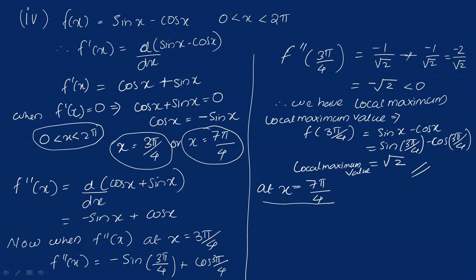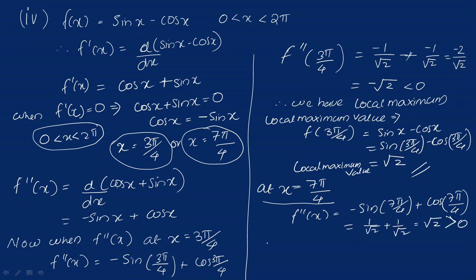Now at x equal to 7 pi by 4, we have f double dash of x, that is minus sin x plus cos x, right? Minus sin of 7 pi by 4 plus cos 7 pi by 4, that is minus of 1 by root 2 plus 1 by root 2. So we have the answer root 2, which is greater than 0. So we will be having a local minimum here.